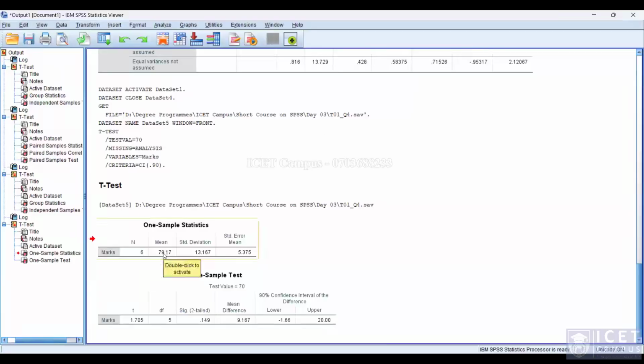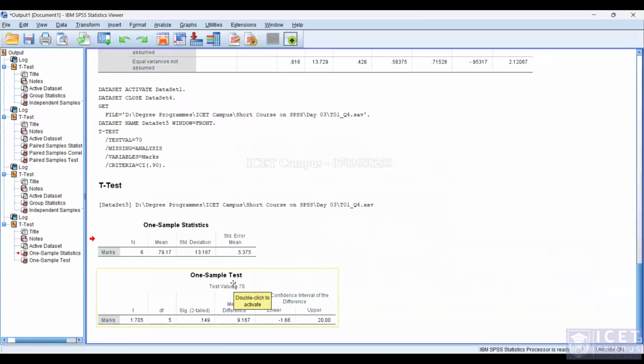The t-test mean is 79.17, the t-value is 1.705, and the mean difference is 9.16. Then the significance value is 0.149, which is greater than 0.1. Therefore, we can decide, again, that we cannot reject the null hypothesis.